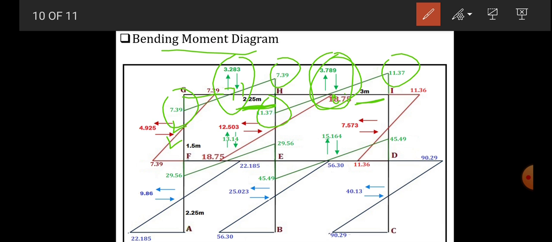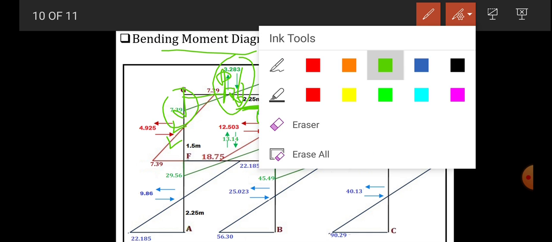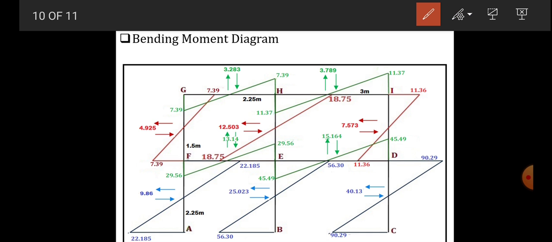Only you have to take, if this arrow is up, here you take in a downward direction. Here the arrow is down, here you take in upward direction. So likewise, you have to show for all the members. For the column also, you have to consider the axial force. That means not axial force, transverse force, or you can call it a shear force. These are the shear force. You note down this. These are the shear force, not axial force.